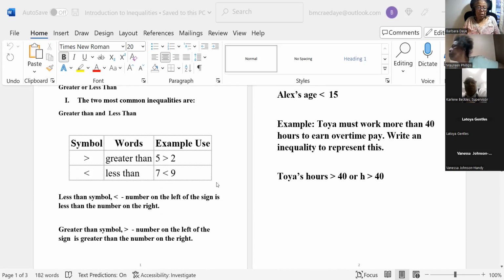Now, here's an example. You see the symbol for greater than? It's greater than. 5 is greater than 2. The number 5 is greater than 2.